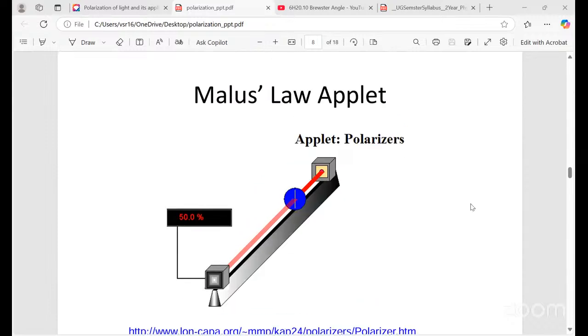So this is the apparatus and a polarizer. This is the unpolarized light, then a polarizer, and from this you observe the intensity. You can see here, this is very, very bright. This is less bright. Okay. The brightness is reduced. The brightness here means the intensity of the light. The unpolarized light is reduced. Is it clear? 50 percent.